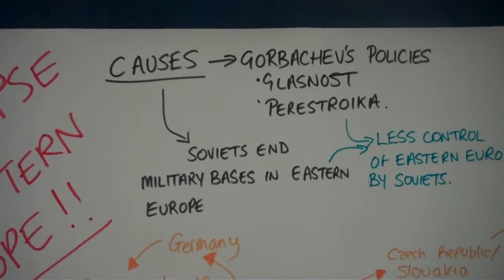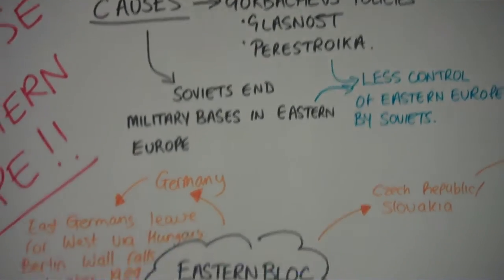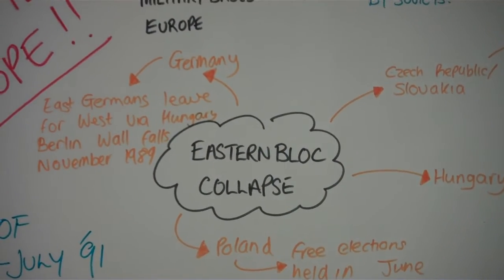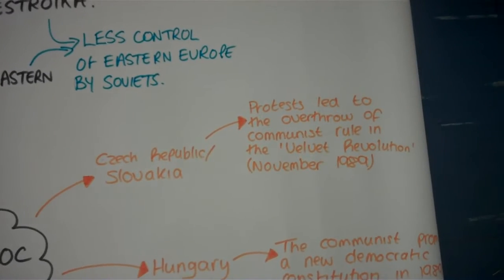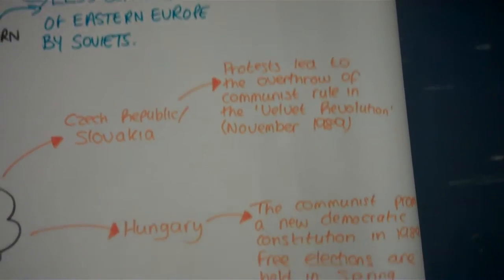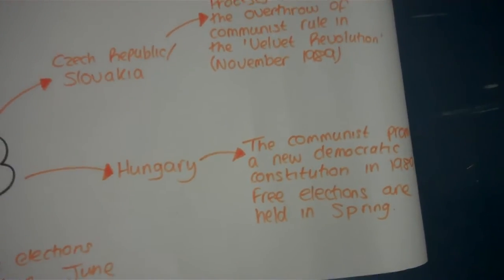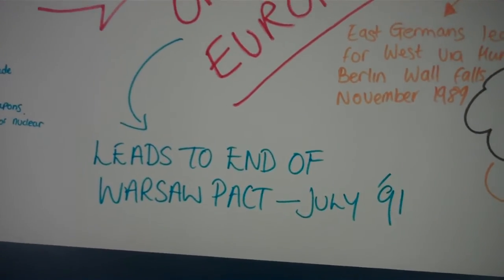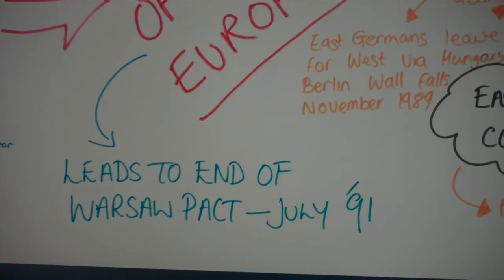Here we've got the causes, we've got the key events of Germany, Czechoslovakia, Hungary, Poland, and then that leads us to the end of the Warsaw Pact in July 91. Okay?